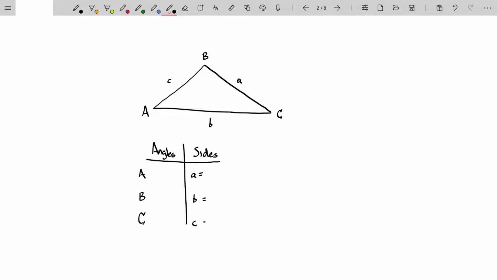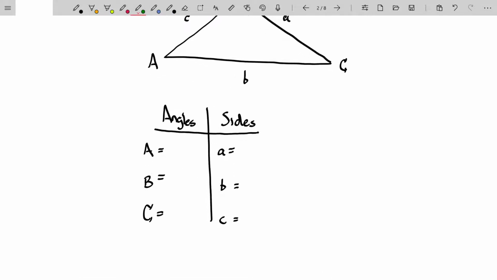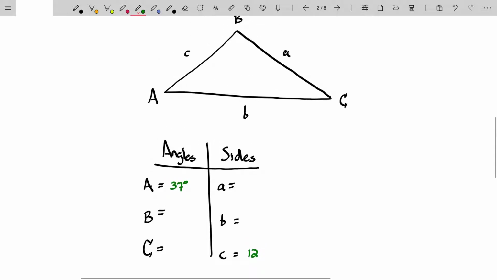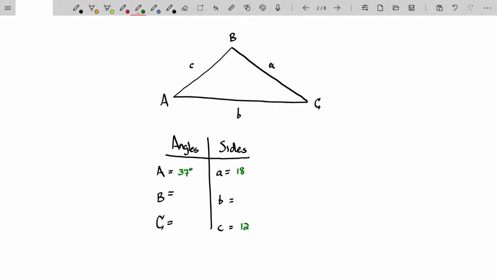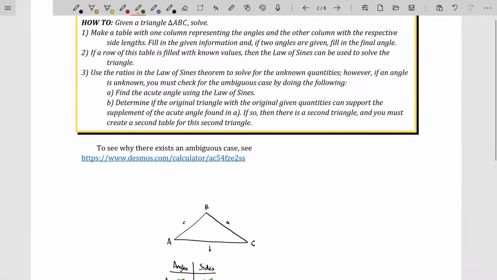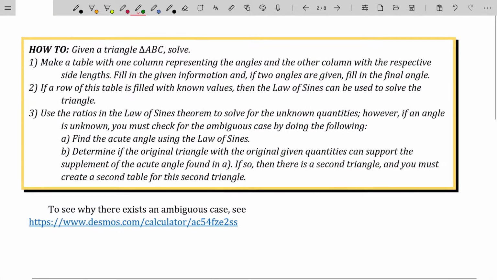I'll write in green what we have been given. Let's suppose that somebody tells us angle A is 37 degrees and side c is 12. And let's also pretend that side a is, I don't care, 18. So we filled in what they've given us, right? And now if I go back here to the how-to, which I would never do if I was teaching this topic, but instead I'm just reviewing it, and so I assume you've seen it.